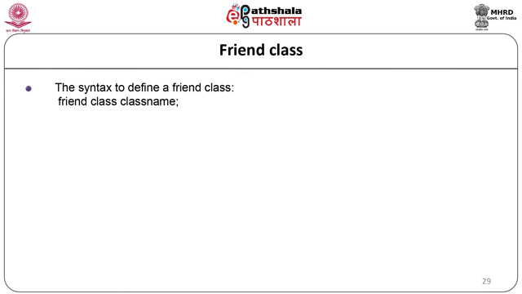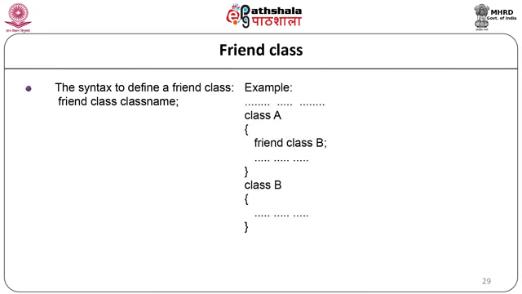Now let's see the example. We will declare class A. Inside class A, we will have friend class B; semicolon, and class A will end. Now we will define class B, opening and closing braces. In the above example, all the member functions of class B will be friends of class A. Therefore, any member function of class B can access the private and protected data of class A.